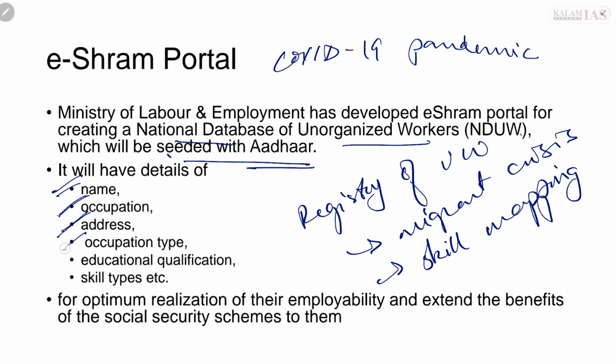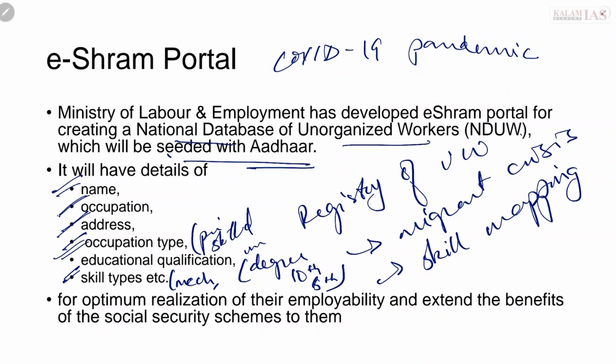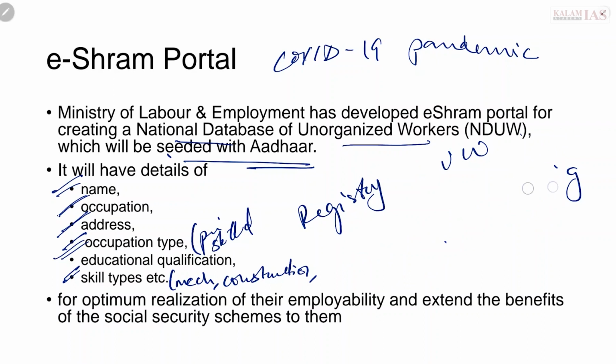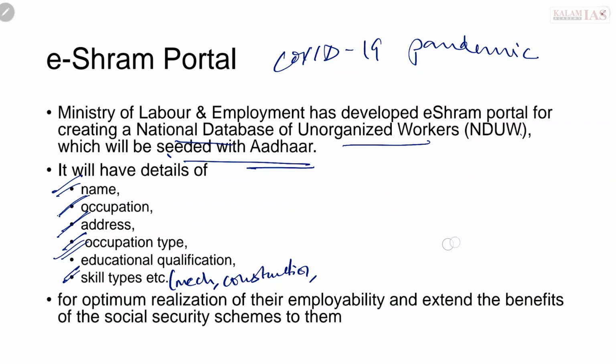Therefore, the eShram portal has details of the name, the occupation of the person, the address of the person, the occupation type, as in primary sector, skilled, unskilled, etc. The educational qualifications, degree, 10th pass, 8th pass, 12th pass, and the skill type, whether they are mechanical, construction or plumbing, etc. All of these are different skills. So it depends on which skill type also will be mapped.